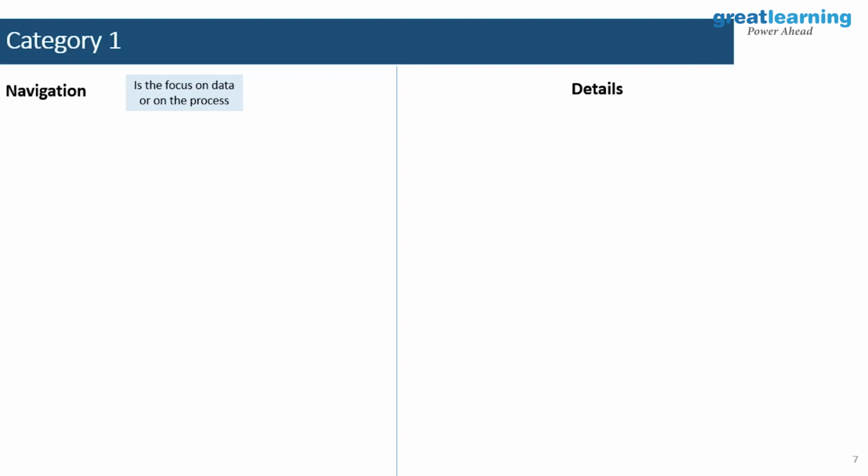Or go a little faster. So the first question, which is important to ask yourself when you're faced with a data science problem, is: is the focus on the process or on the data? This is a question that many people skip.